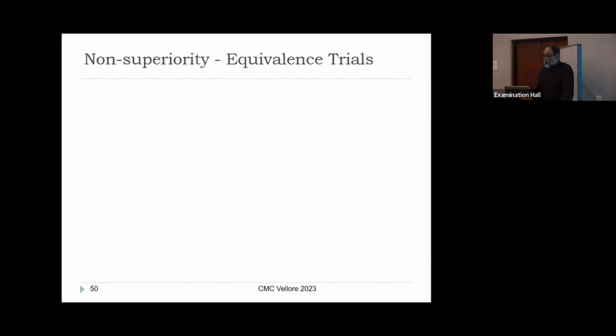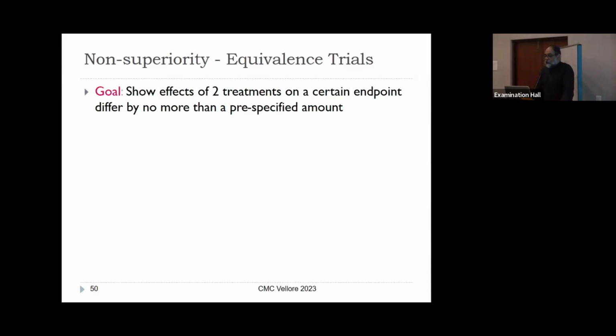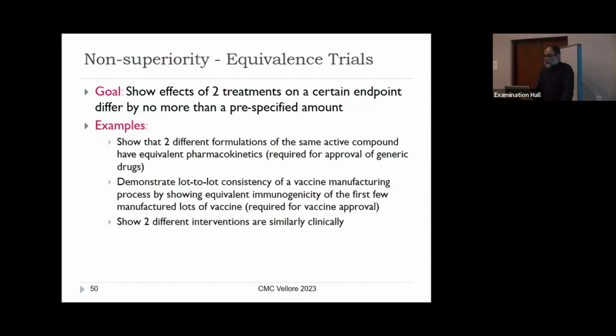So to show similarity, we talk about equivalence trials, and it's to show that they differ not too much. That's what similar is, right? And so you want to show that there are two different formulations that are pharmacokinetically similar, or you want to do lot-to-lot consistency of a vaccine manufacturing process. So this comes through quality assurance kind of things. And so you may want to show also that the two interventions are similar clinically.